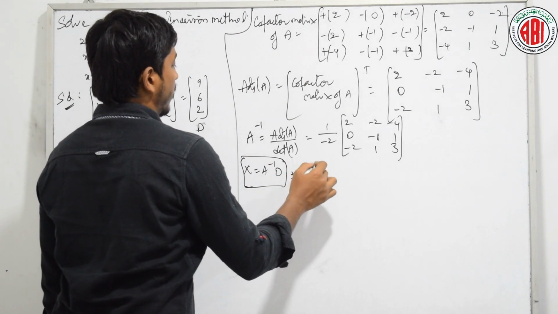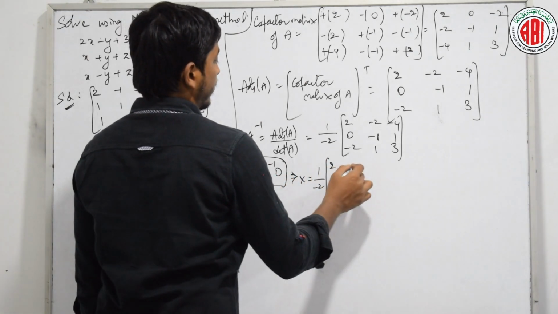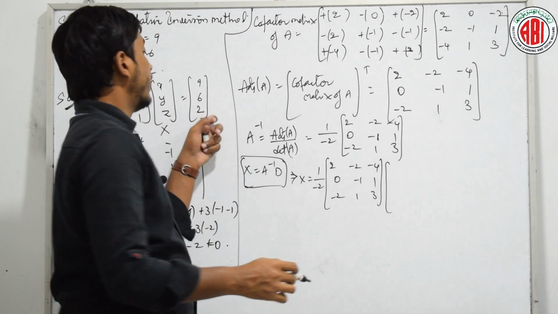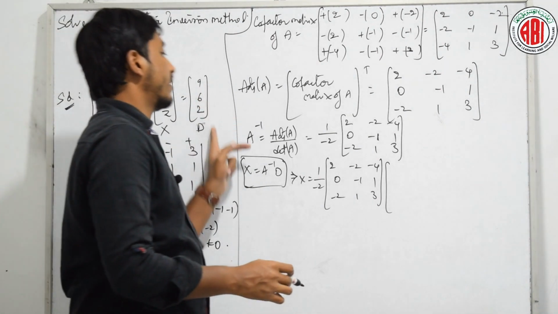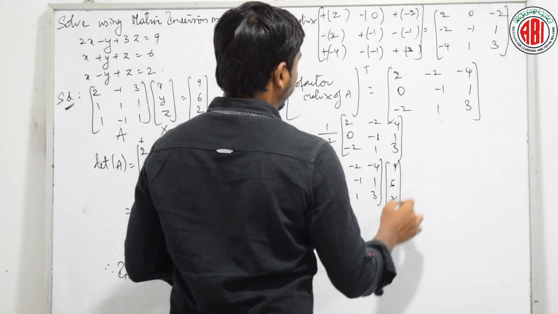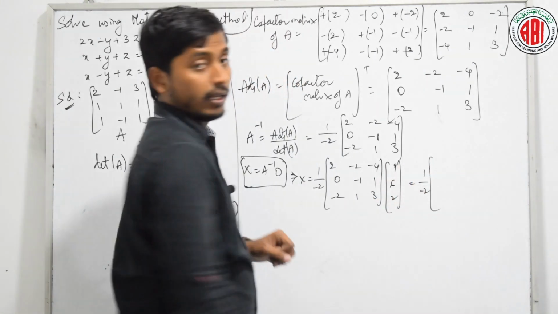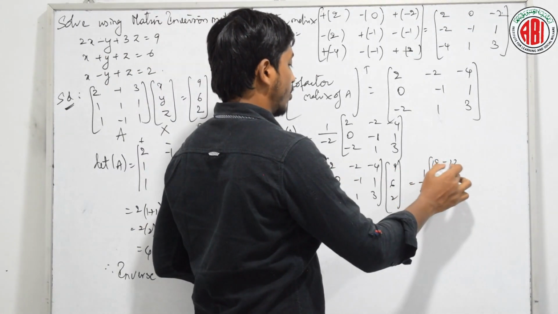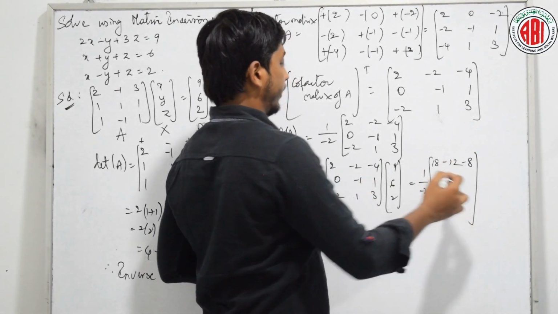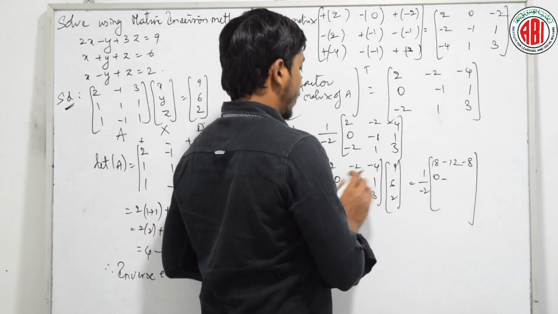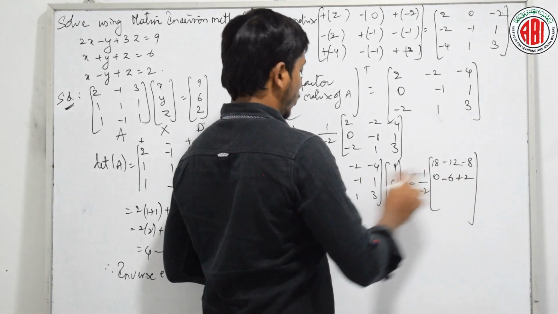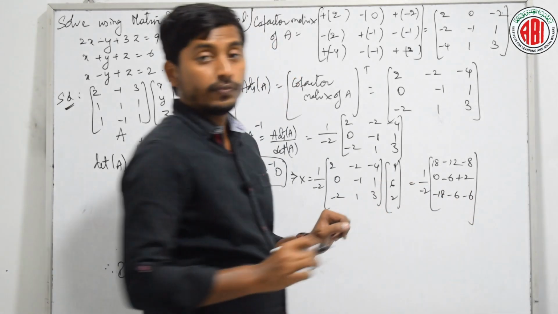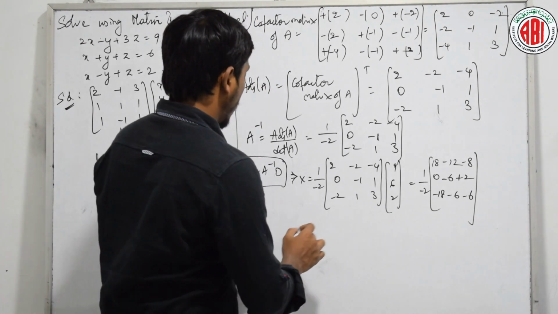Okay, x is equal to, this is A inverse, right, into what is D? D is my constant matrix, that is 9, 6, 2. Okay, shall we multiply? See here, 2 9s are 18, 6 2s are 12, 4 2s are 8. And the next, 0 into 9 is 0, minus 6 1s are 6, plus 2 1s are 2. Here minus 18, minus 6, minus 6. Is it fine? Now how much do we get?